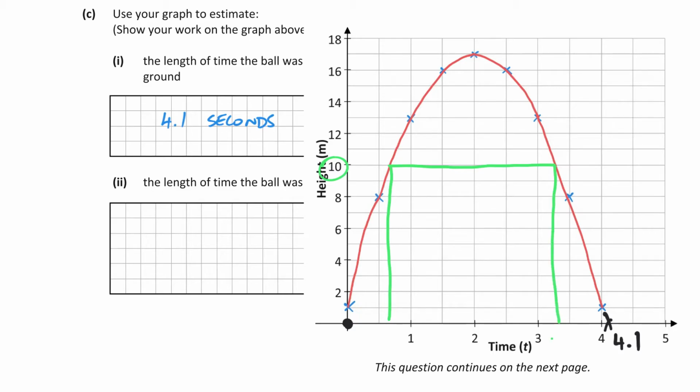So we're going to estimate that's 3.4. And we'll estimate that this is 0.6. Okay, so approximately. So it's going to be this take away this. Okay, so the distance between those two there is going to be the length. So to find that length, 3.4 would be the full amount. But for the first 0.6 seconds, it's not above 10 meters. So you have to subtract it. So 3.4 take away 0.6.